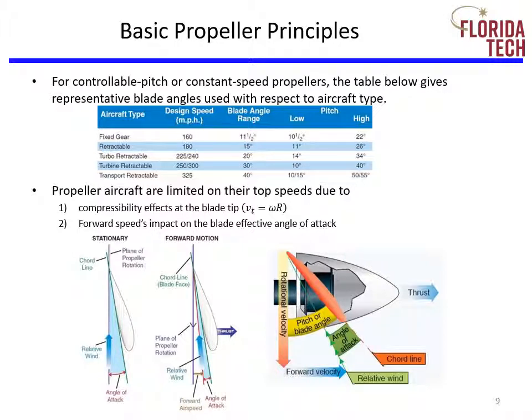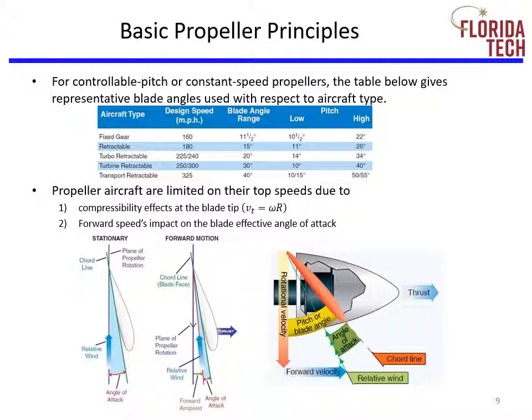For controllable pitch or constant speed propellers, the table shown gives representative blade angles used with respect to aircraft type. You can see how low pitch values are all in the 10 to 15 degree range, and high pitch values range from the 20s to the 50s.